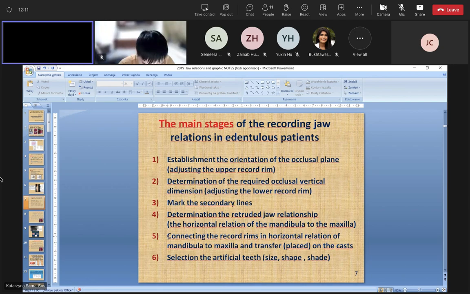Then we should connect the record rims in this relation, so in horizontal relation of the mandible to the maxilla, and transfer it on the master casts. And last but not least, we should select the artificial teeth according to their size, shape, and color.